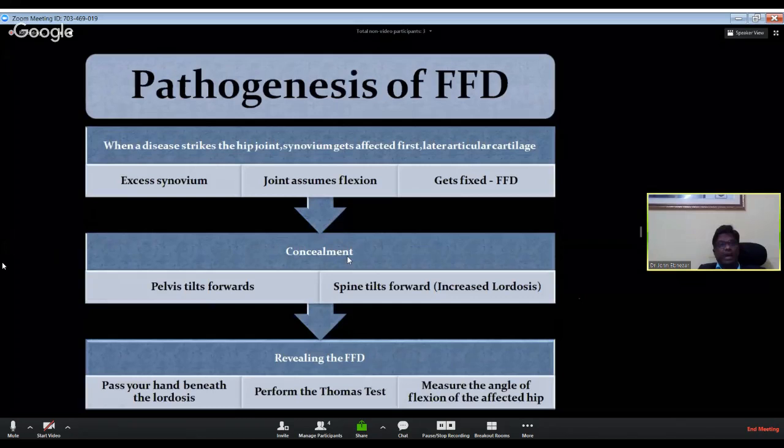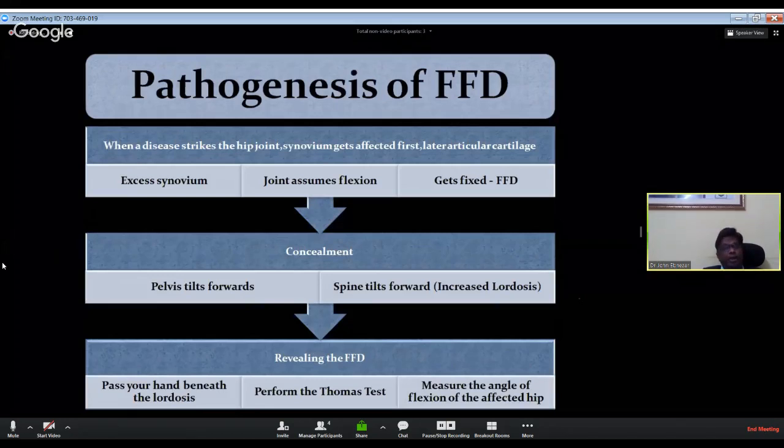Then the concealment happens next. How does the concealment happen? The pelvis tilts forward, the spine tilts forward, that is increased lumbar lordosis. When this happens, the foot is brought onto the ground. So if the patient is covered with clothing, you will not be able to recognize that the patient has a fixed flexion deformity. You may assume that the patient is normal, but when you make the patient lie down and see the position of the spine, if there is increased lordosis, then definitely it is going to tell you that there is a fixed flexion deformity.